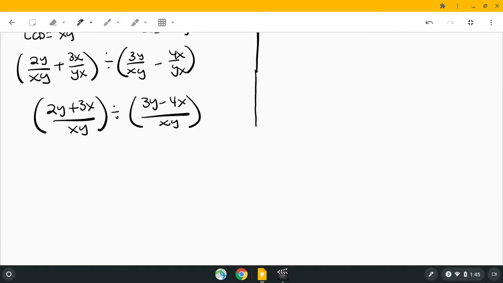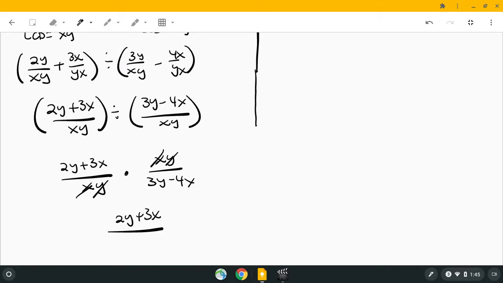And then I turn this into multiplication by the reciprocal. So change that to multiplication. Take the reciprocal. And then here, the x cancels, the y cancels. I'm left with 2y plus 3x over 3y minus 4x. Okay? All right, so that's the division method.